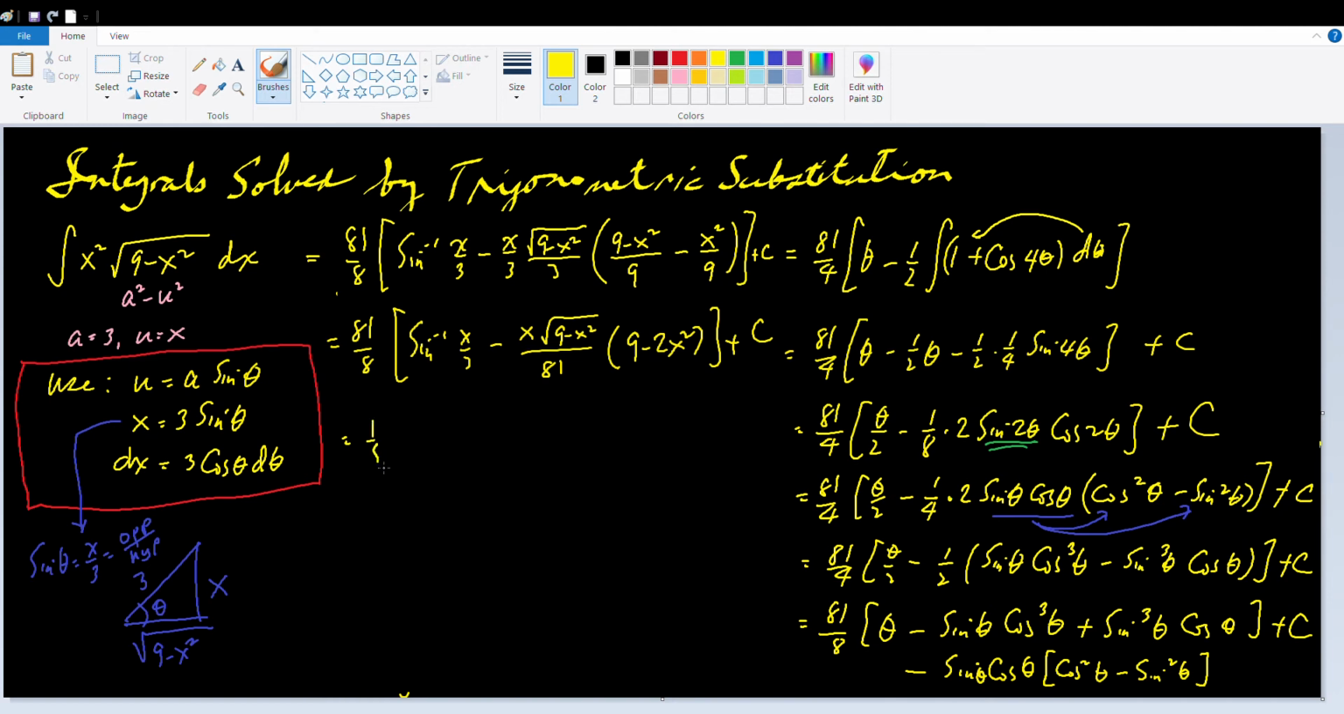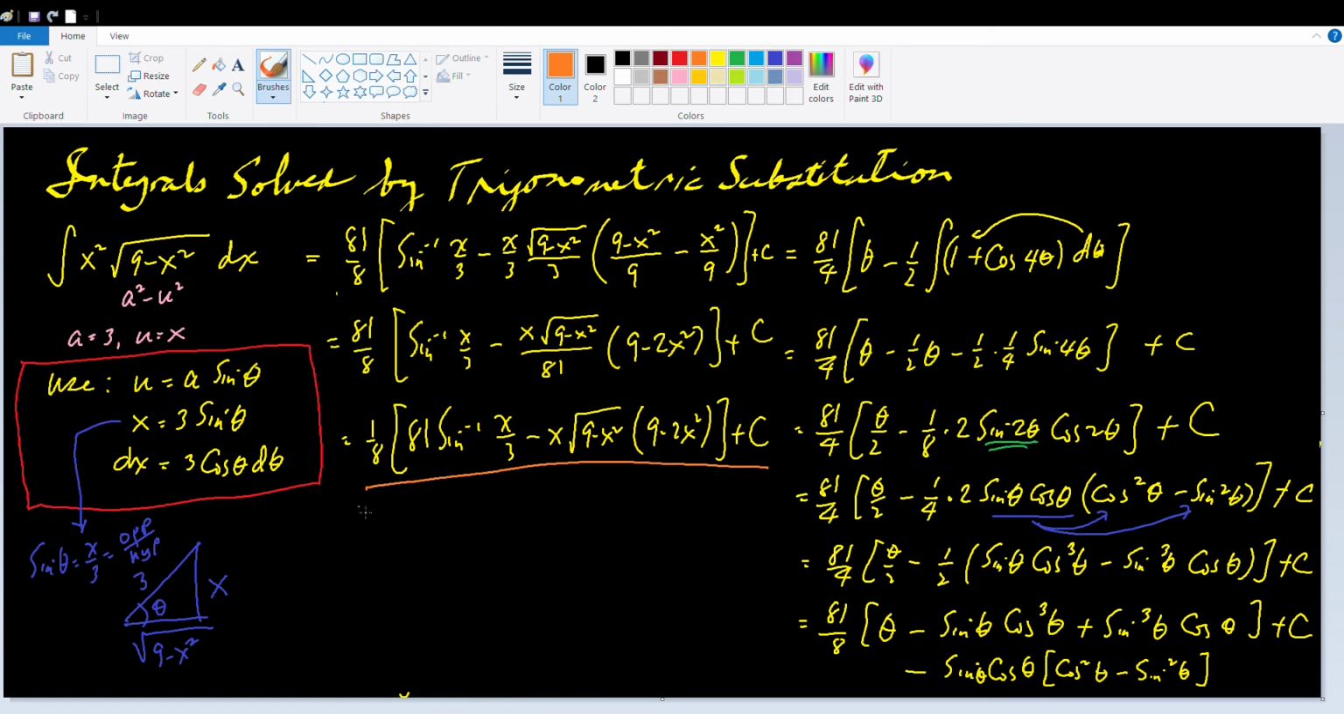So 1 over 8, 81 arc sine of x over 3 minus, we distribute 81, so over 81 that will be 1, x square root of 9 minus x squared times 9 minus 2x squared plus c. Okay, so that is our final answer. Let us have another one.